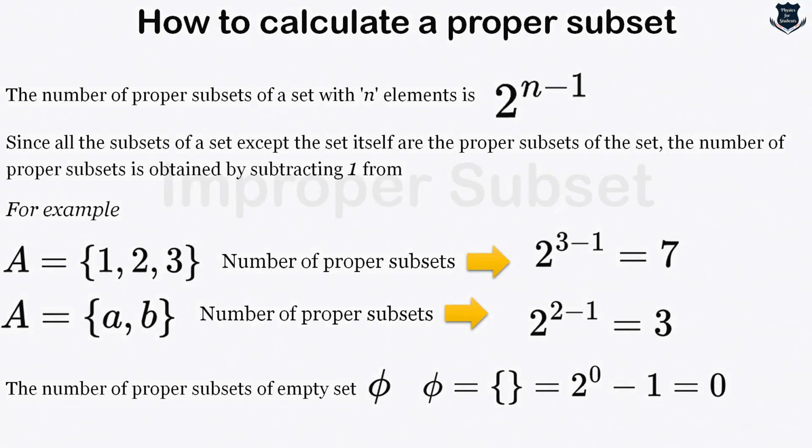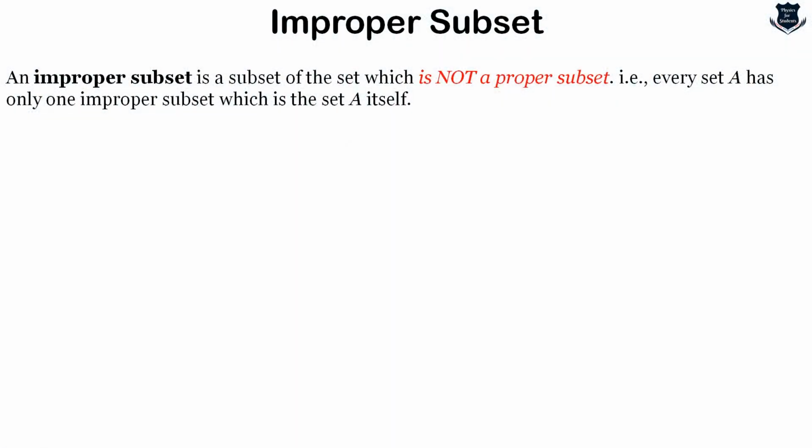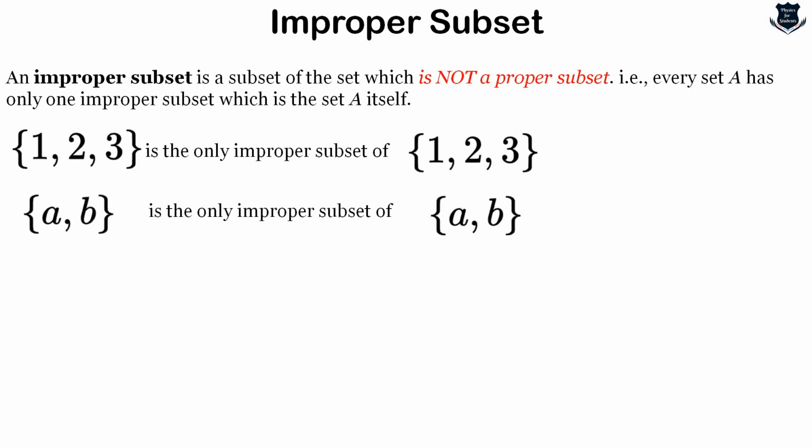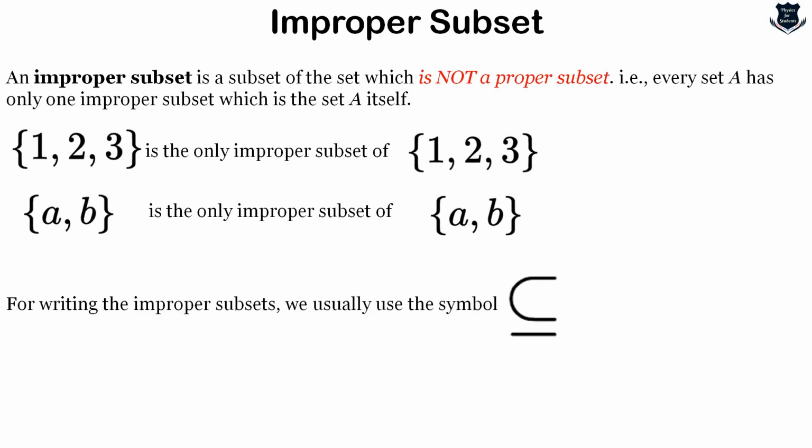Right. Okay. So what are improper subsets? There is something which is called an improper subset. Now, an improper subset is a subset which is not a proper subset. That is, every set has only one improper subset. It's very easy to understand. So {1, 2, 3} is the only improper subset of {1, 2, 3}. {A, B} is the only improper subset of {A, B}. Very simple.